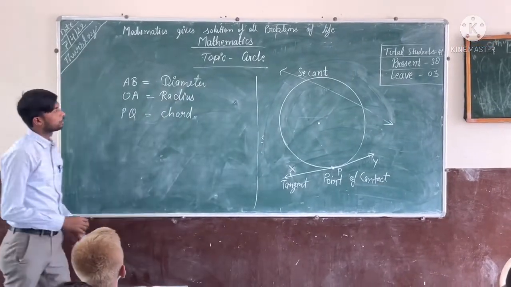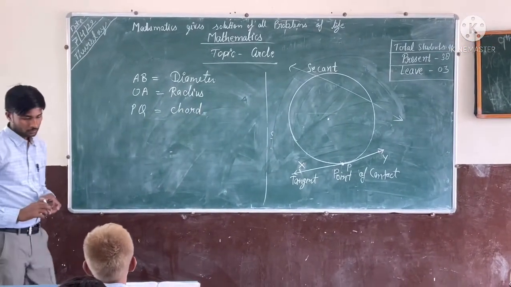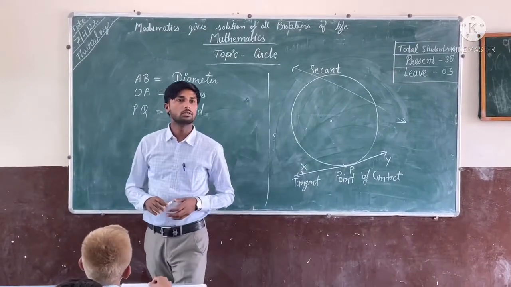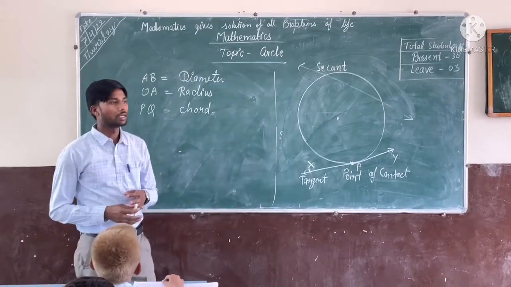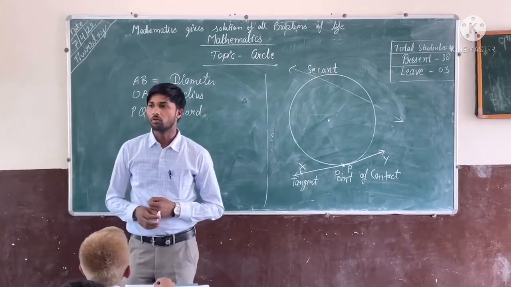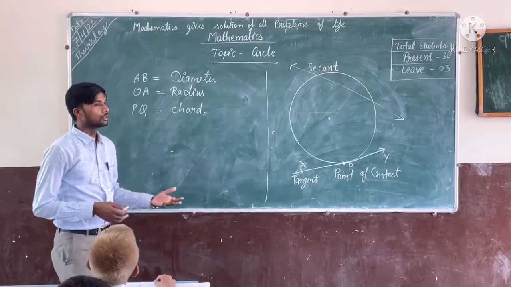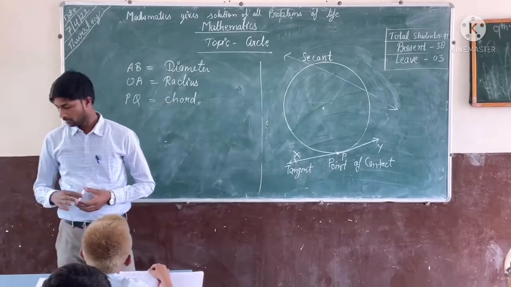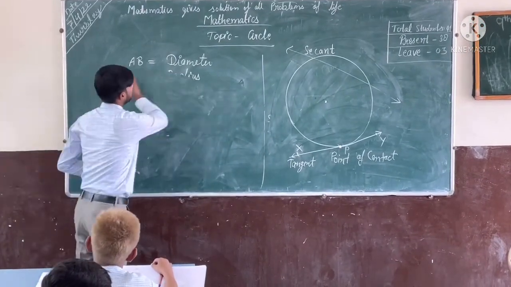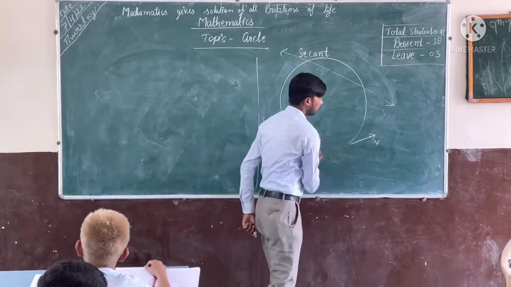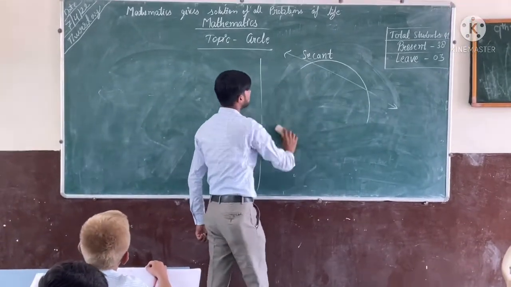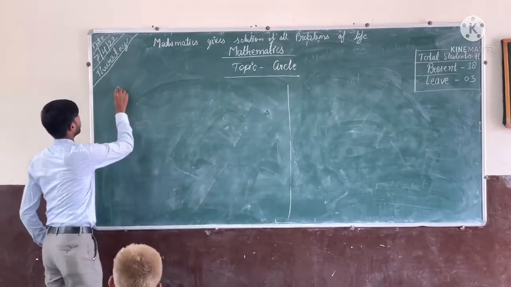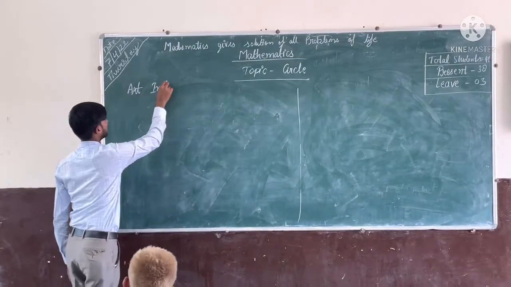Clear? Now students, moving further, there are some theorems based on the circle, and with the help of these theorems you will be able to find the solutions of different questions, to find the angles inside the circle, the length of the chord, the length of the radius. So we use different theorems. Now let's see what these theorems are and how to make them easy to understand. We can use art integration.